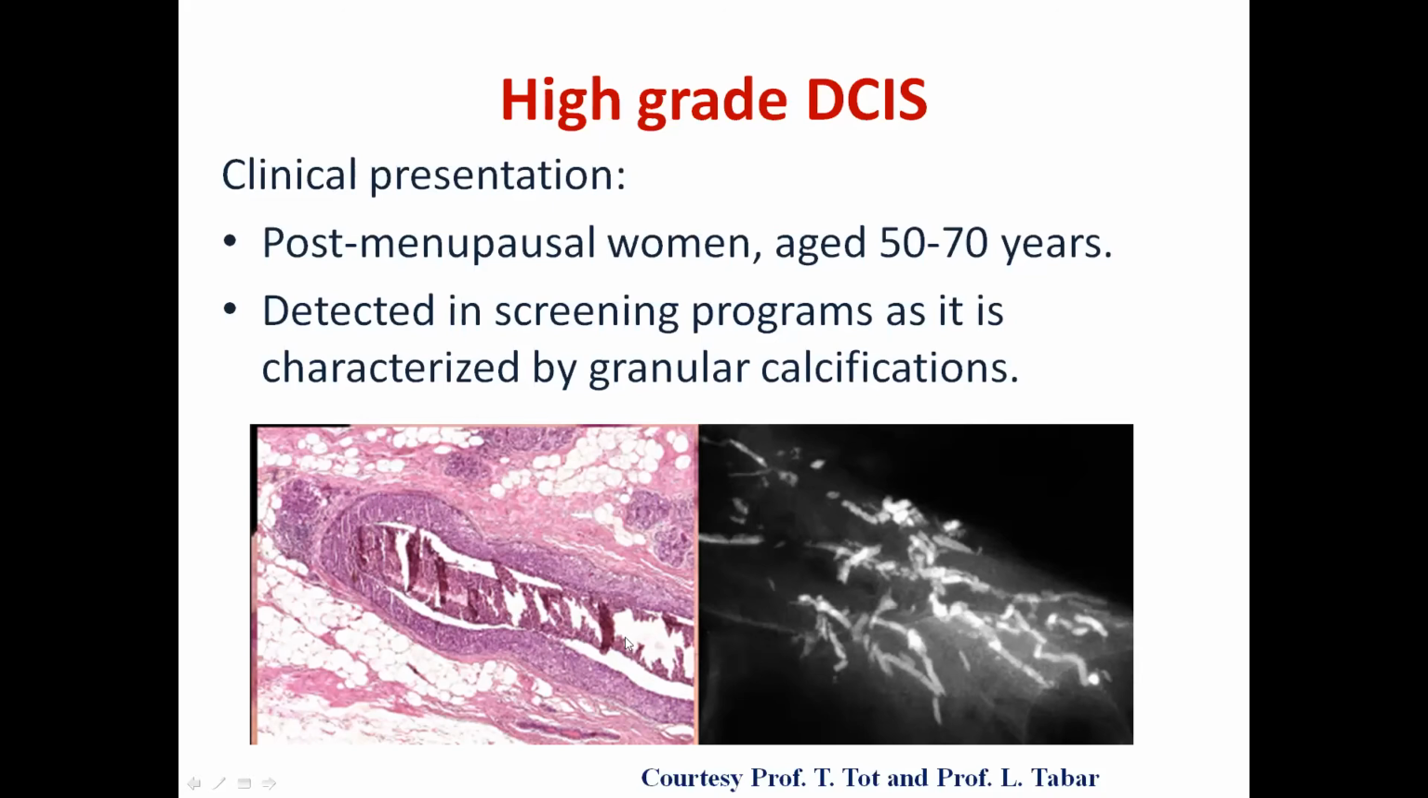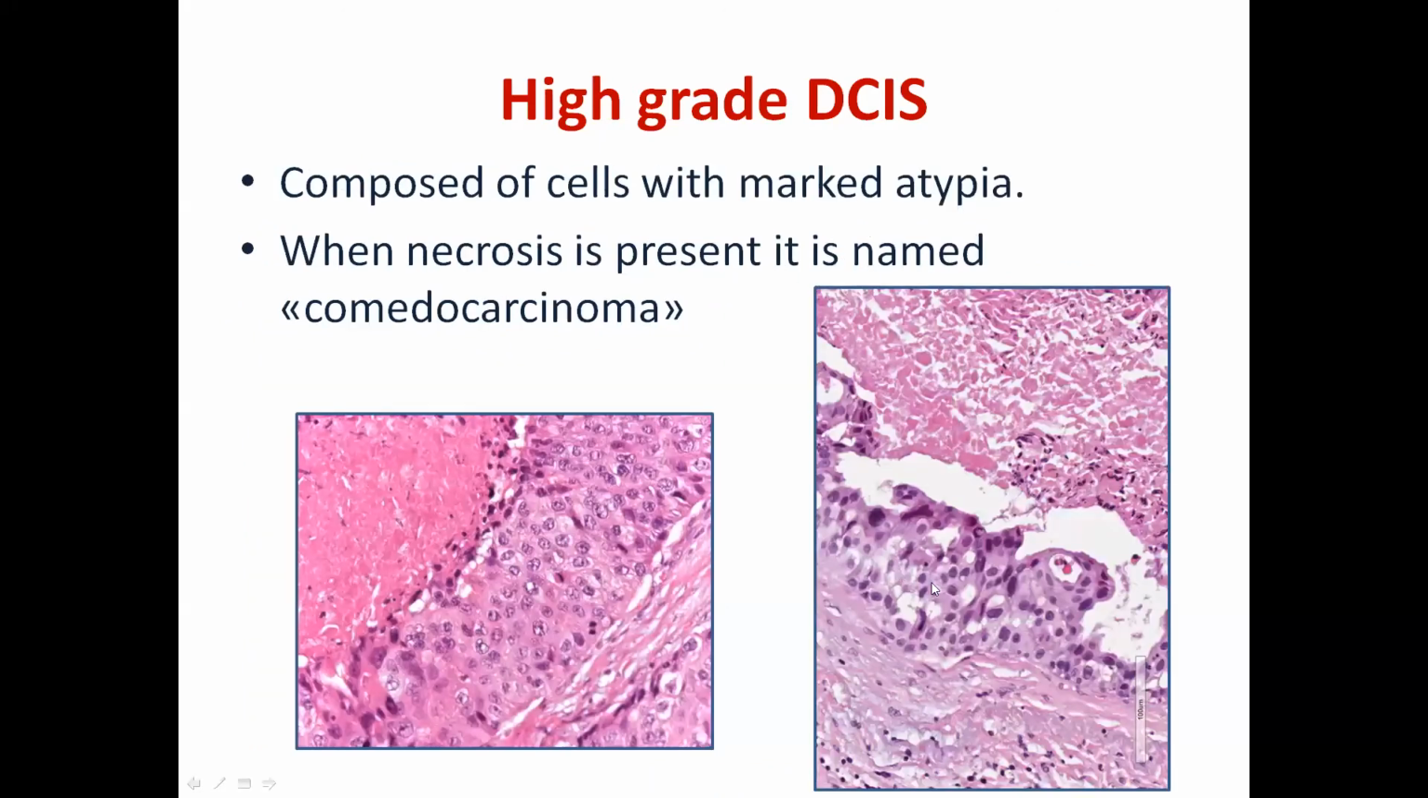The calcification they deposit on neoplastic, on the necrosis. It is very different from the low grade because it is composed of cells with very marked atypia. And in most of the cases we have necrosis in the internal part of the tumor, of the duct. And when necrosis is present, we call it comedocarcinoma.